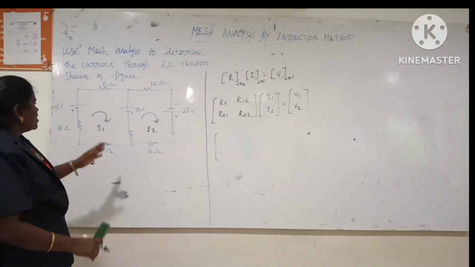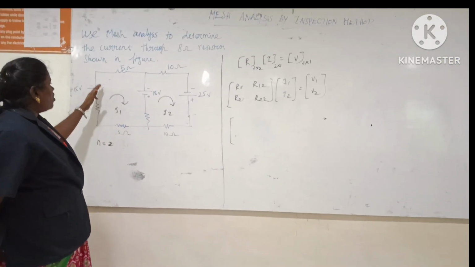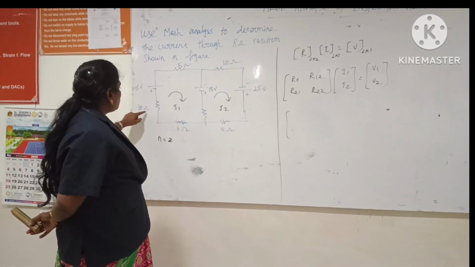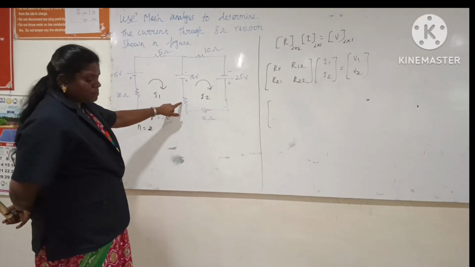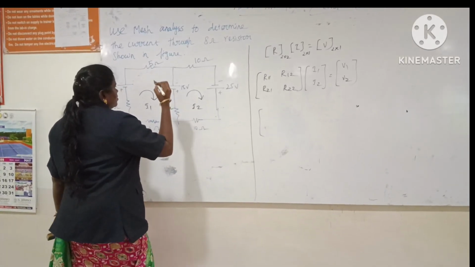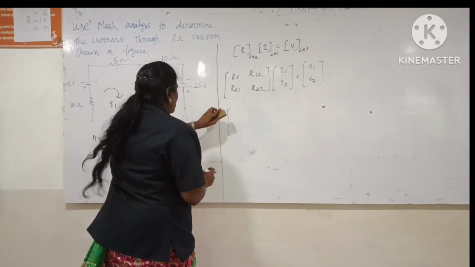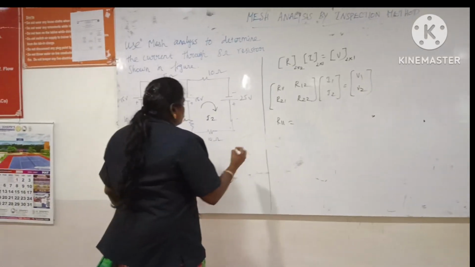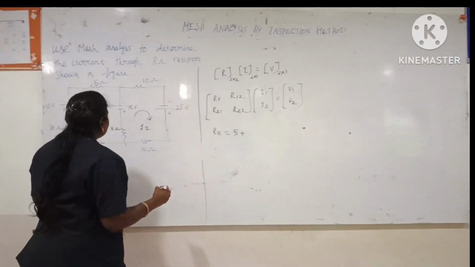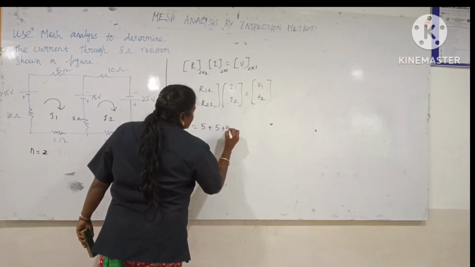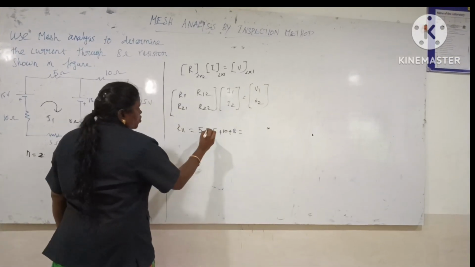So R11 is the sum of all resistance in loop 1: 5 ohm, 10 ohm, 5 ohm, then 8 ohm. So R11 is equal to 5 plus 5 plus 10 plus 8, so 28 ohm.